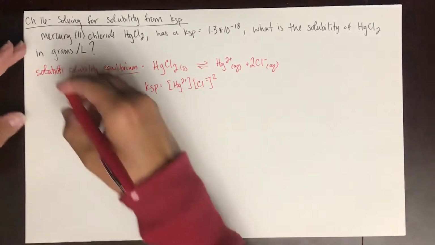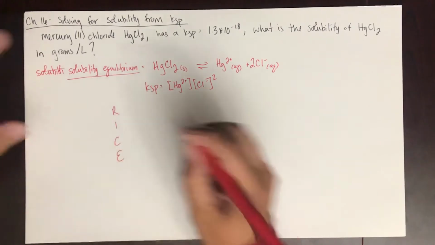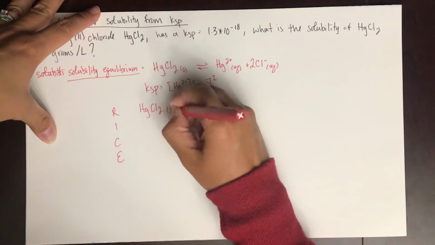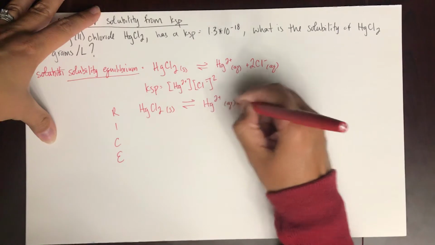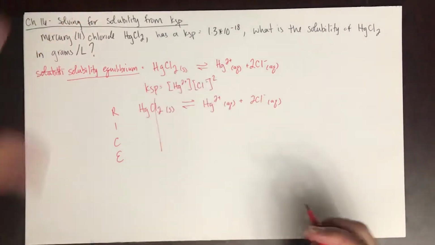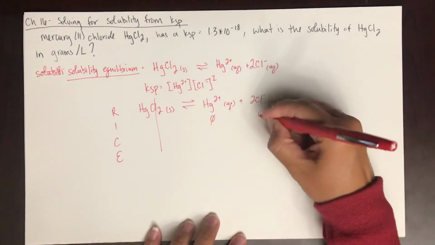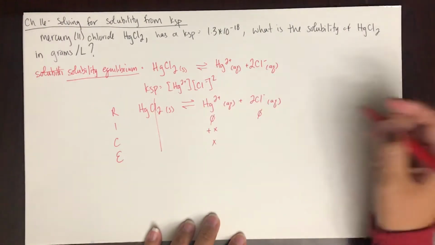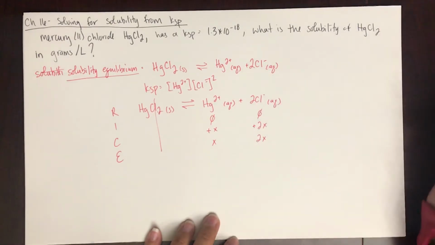So let's write the equilibrium table. Again, here's my reaction. Again, this solid part doesn't contribute. So we don't start out with any of these ions. Now the change is plus x, so this is x. The change here is plus 2x, so this is 2x.